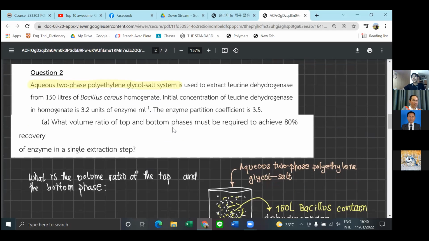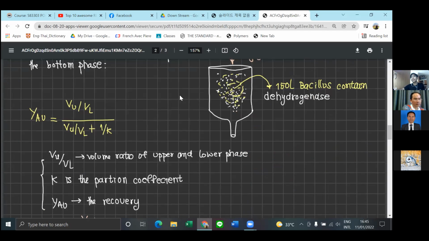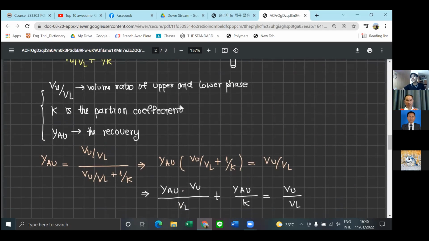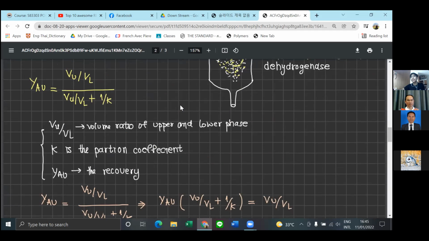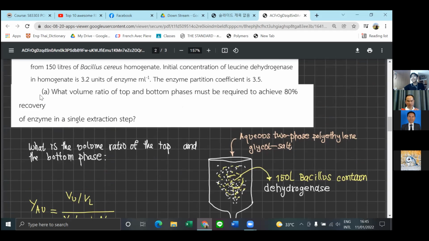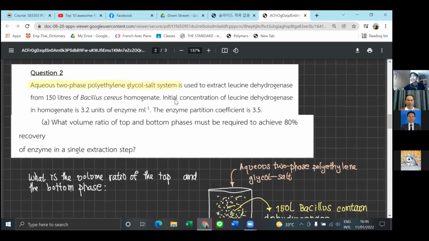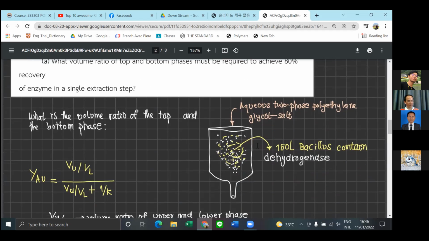For question number 2, we want to know the volume ratio of the top and the bottom phase of this extraction. The extraction is a two-phase polyethylene glycol extraction. I just drew it to understand a little bit more.